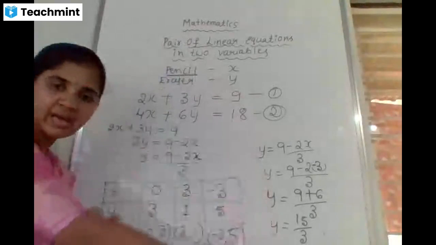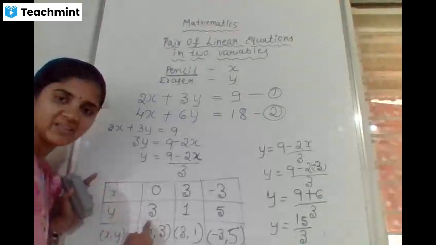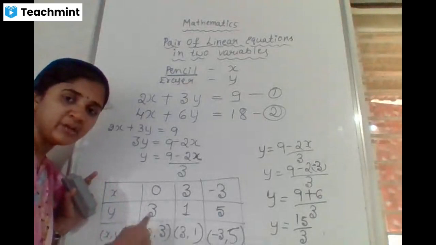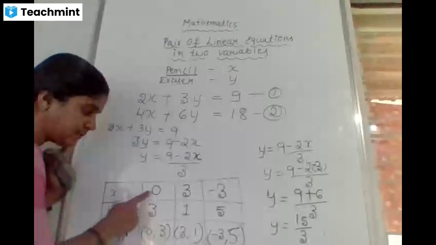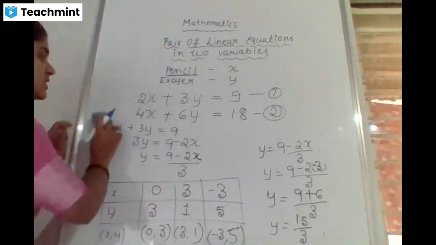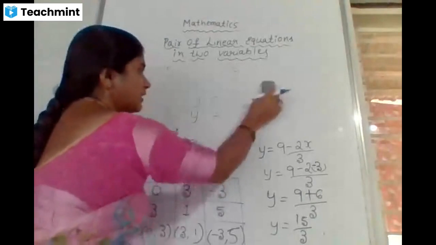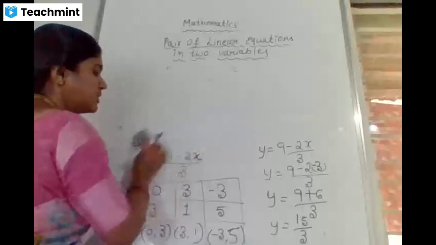Then we have to draw one Cartesian plane on the graph paper. Then we have to locate these points on the graph paper. Chinmay, you just see this one, 0 comma 3. Where will you get 0 comma 3? I'll explain this one only, then you can work out the remaining concept.